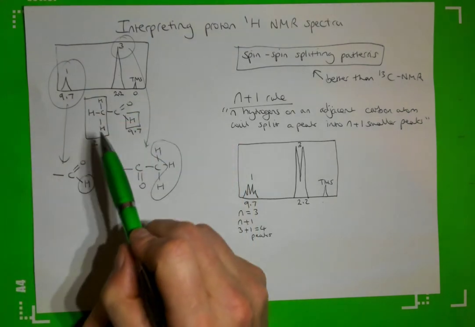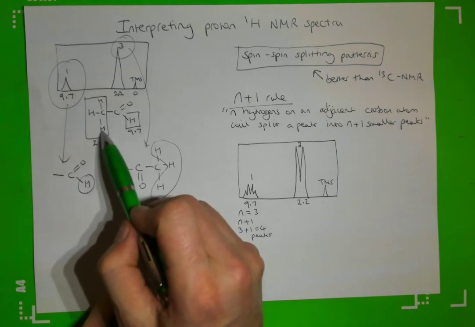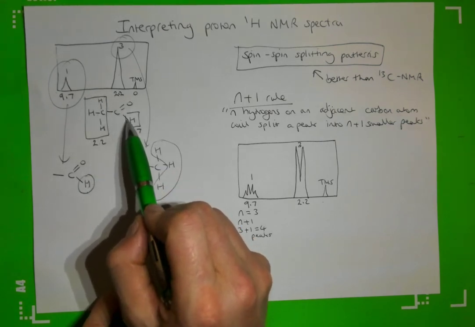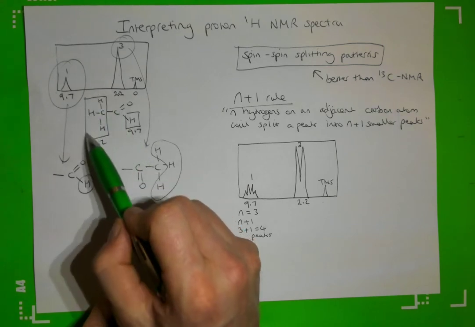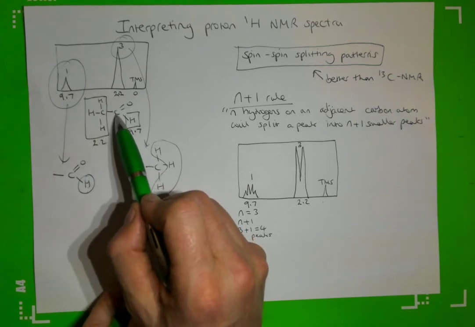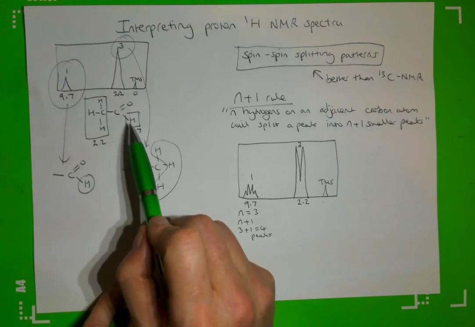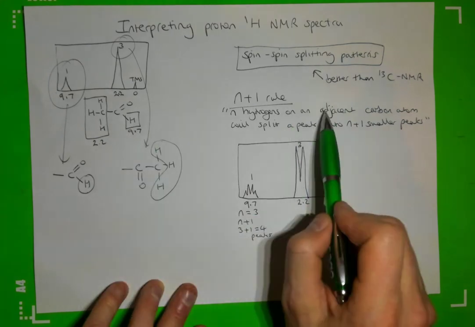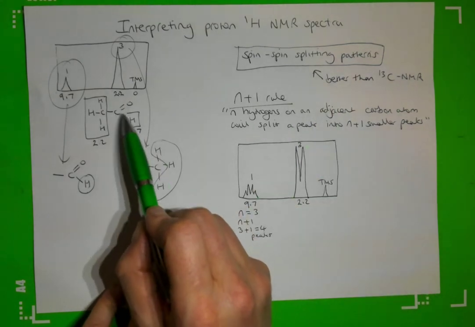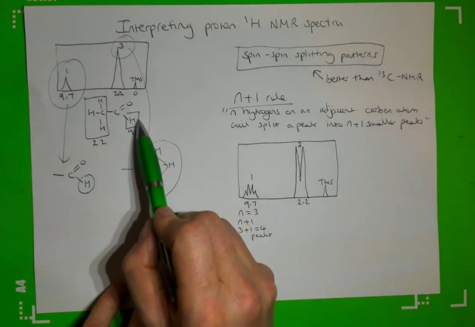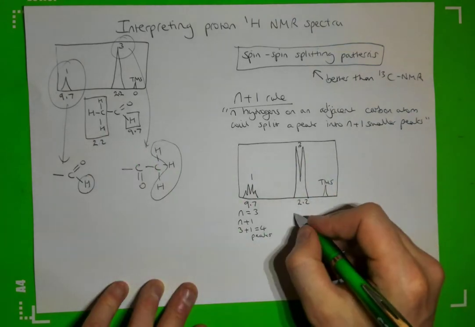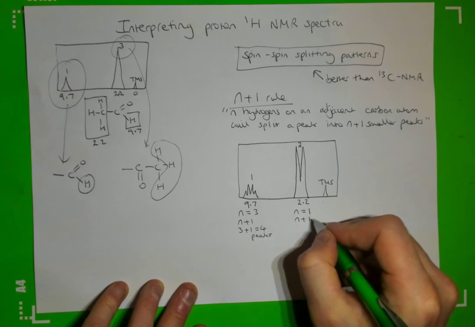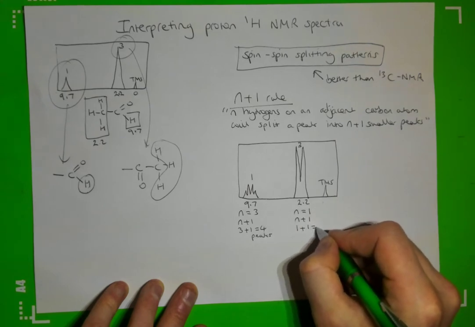Now in this case, we've got an environment here, which is next to a carbon that is attached to 1 hydrogen. So we're talking about this environment, but it's next to a carbon which is attached to 1 hydrogen. Instead of saying the word next to, sometimes we use the word adjacent. So because there's only 1 hydrogen here, n is equal to 1. Using the n+1 rule, that's 1 plus 1 equals 2.